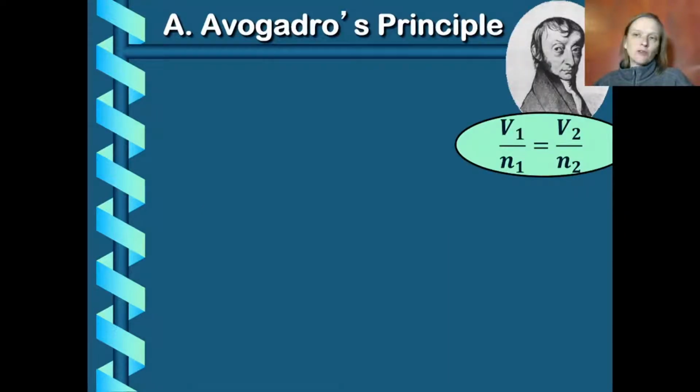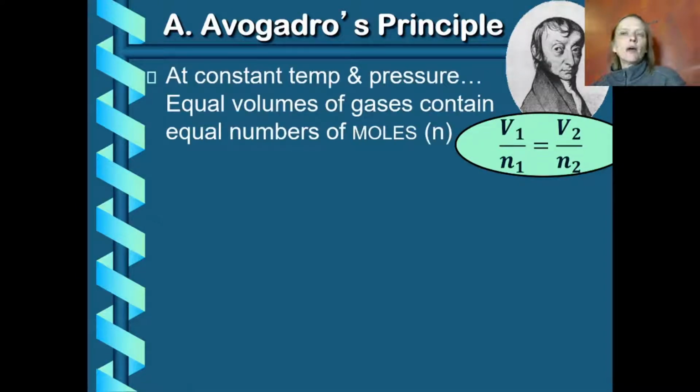Avogadro, who gave us Avogadro's number, the number of particles in a mole, also gave us an important value that we use when measuring gases. He noticed that if temperature and pressure are held constant, then equal volumes of gases contain equal numbers of moles. Equal volumes of gases contain equal numbers of moles.